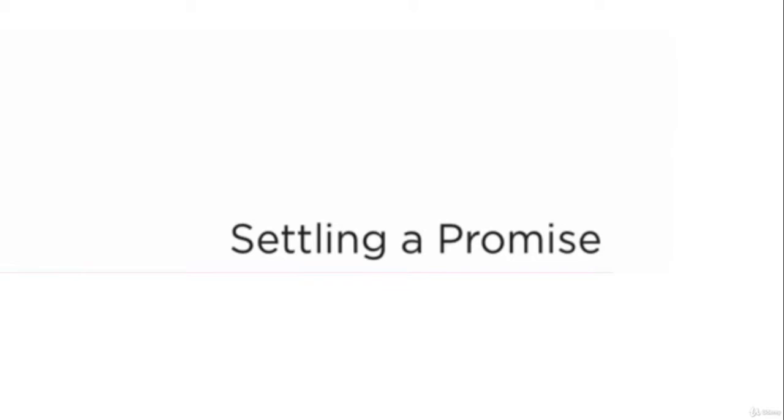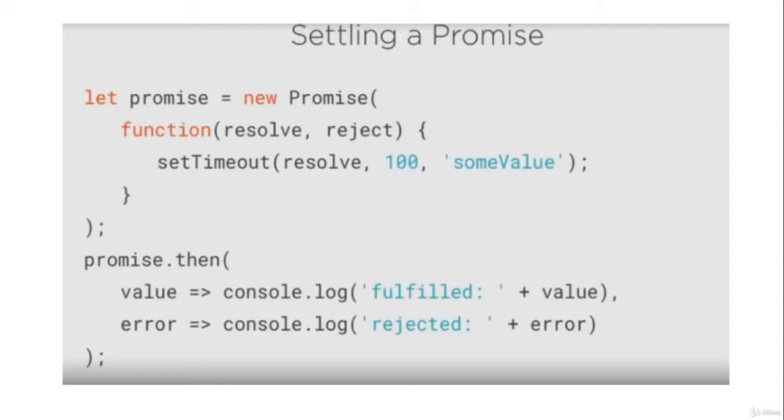We are creating a new promise right here and we will resolve it after 100 milliseconds. Notice that we are saving our new promise in a local variable called promise, lowercase. In order to get the value from our promise, we execute promise.then. This is a function and it takes two arguments. They are both functions.